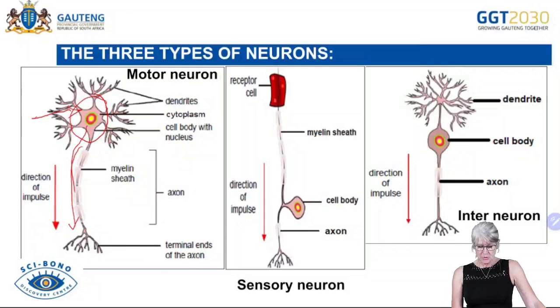All right, so the first one, as I said, is a motor neuron, and that is the neuron that is going to carry the impulse away from the central nervous system to the effector, to the muscle or the gland that is actually going to bring about a response.